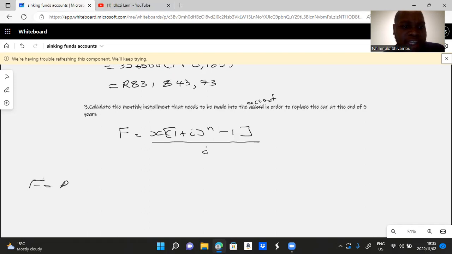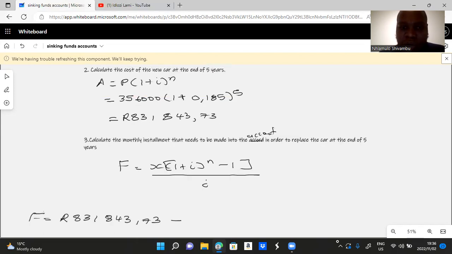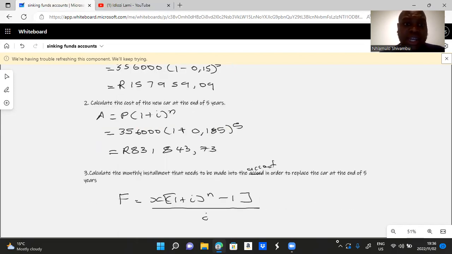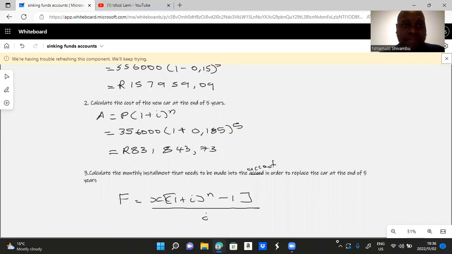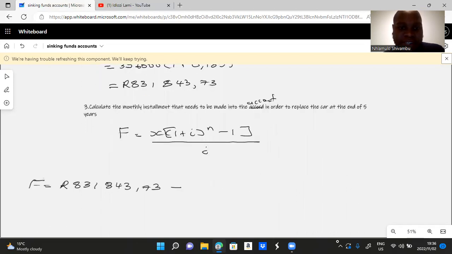Will be 831,843.73 minus the value of the old asset, because they're going to sell it, right? Which is 157,959.09. So they're going to need this amount in order to purchase the vehicle.